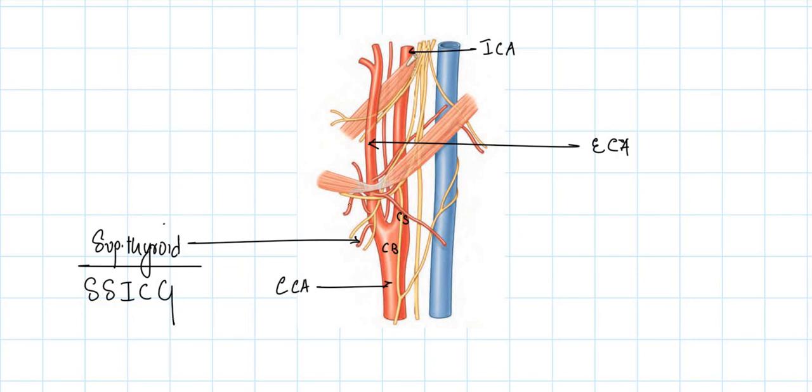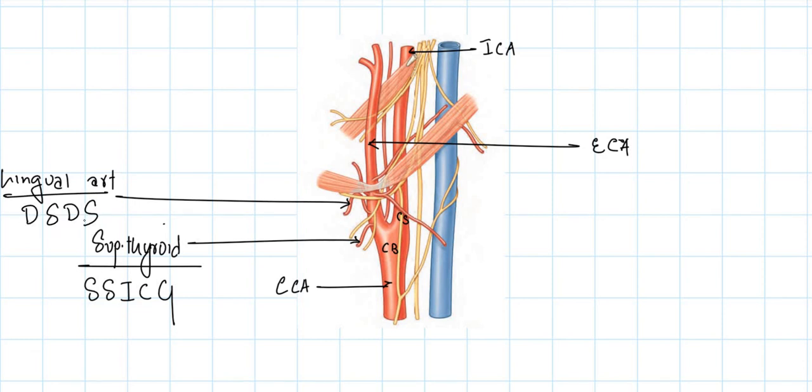Other than that, this is another anterior branch which is coming after this. This is the lingual artery. I told you about the lingual artery branches, which can be remembered by DSDS. DSDS stands for deep lingual, sublingual, dorsal lingual, submandibular. So all are the branches of the lingual. Now this is another anterior branch, the facial artery. You can see right here, this is the facial artery. The facial artery has many branches that I'll talk about in another tutorial.